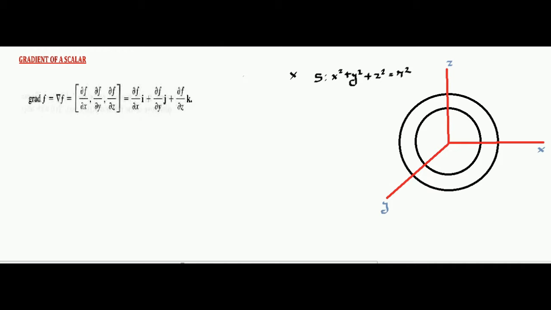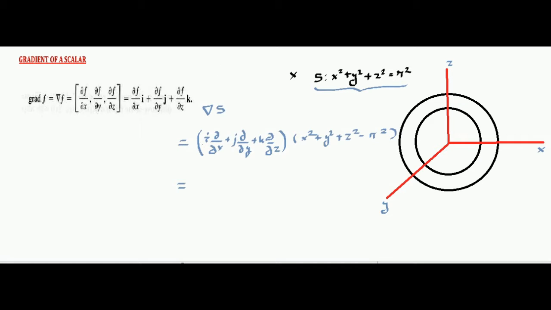This scalar function that you see here represents the equation for a system of spheres. Let me draw them. So you can see in this diagram we have a system of spheres, and this system of spheres is represented by this scalar equation. Now what happens when we act gradient on S? So let us do the mathematics and then we'll interpret the physical meaning of gradient.